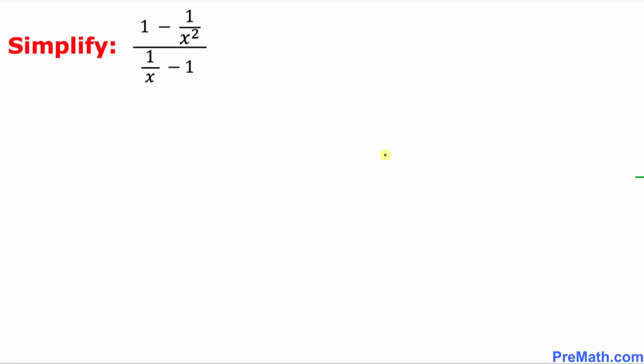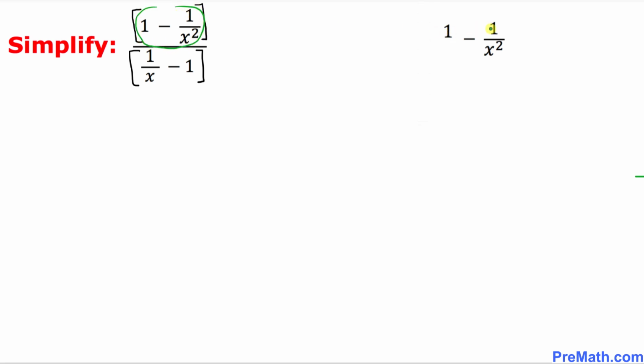Welcome to Premath. In this video tutorial, we are going to simplify this given rational expression. So the very first thing we are going to do is let's identify the top part over here, the one that I'm going to put a bracket on, and the bottom part is going to be this one. So essentially this top part is going to be our numerator and the bottom part is going to be our denominator. Now let's focus on this top part, 1 minus 1 over x squared.